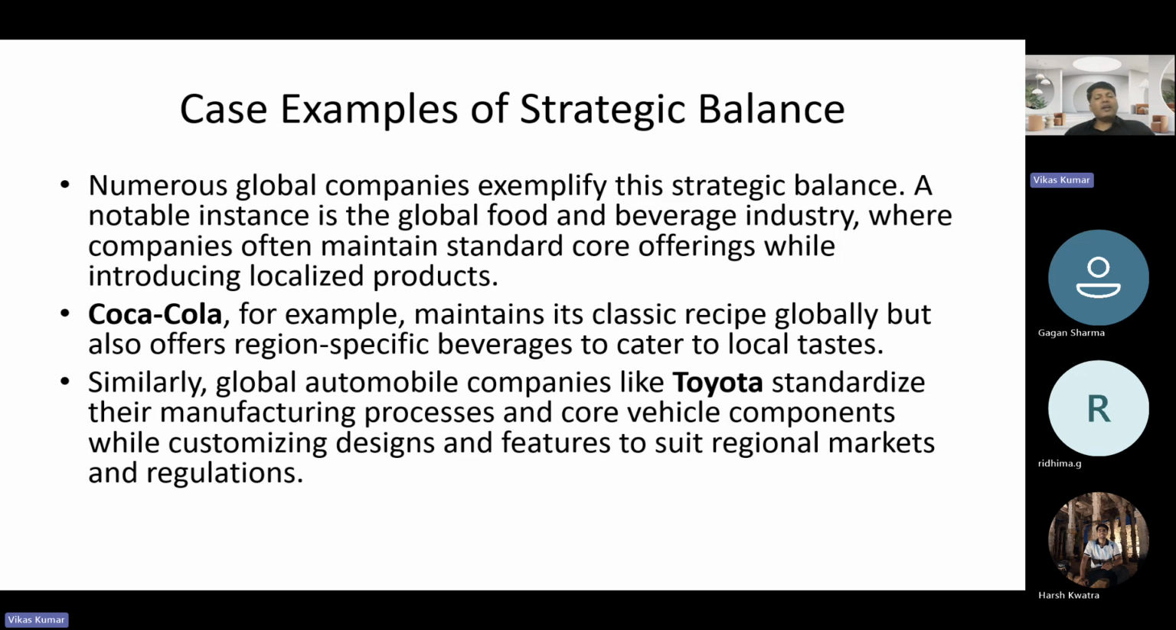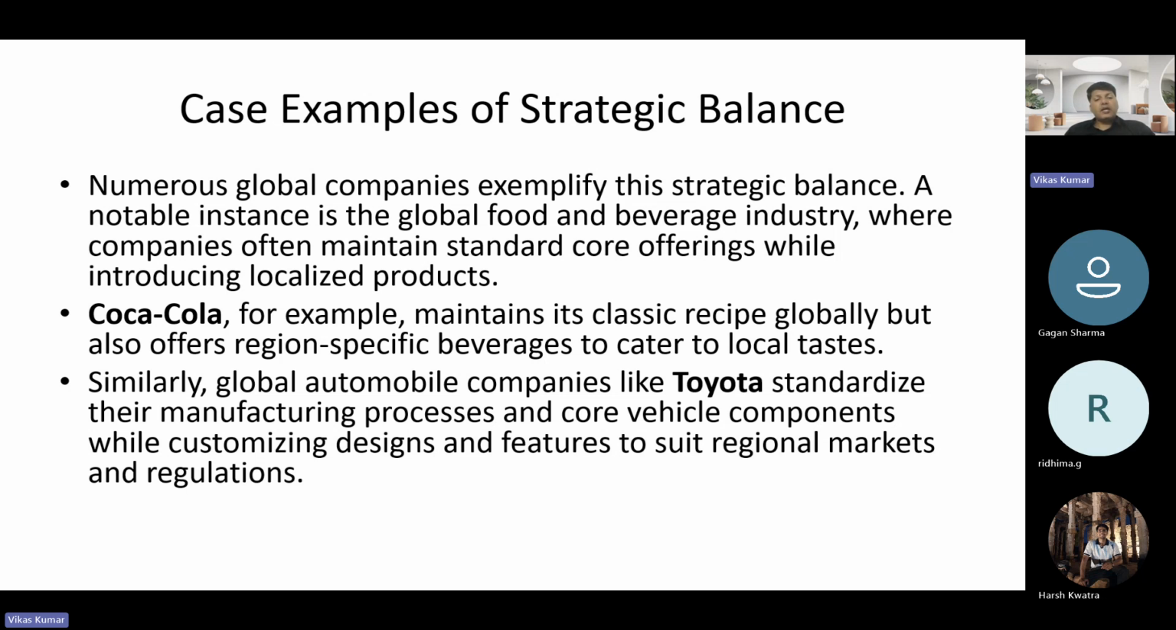Similarly, global automobile companies like Toyota have standardized their manufacturing processes. When it comes to standardization, when it comes to Kanban, when it comes to automation, Toyota is at the forefront. When it comes to engine technology efficiency, Toyota is in many cases one of the best companies of the world, in some cases even ahead of Ford or Volkswagen.